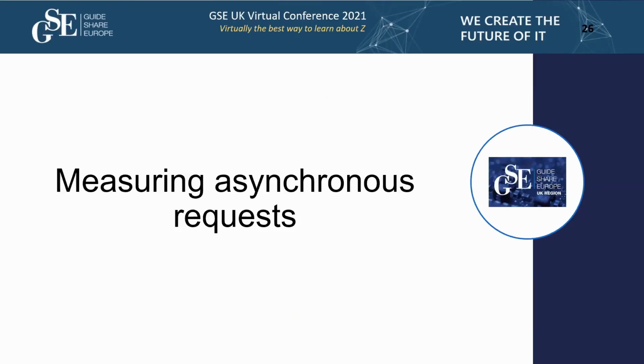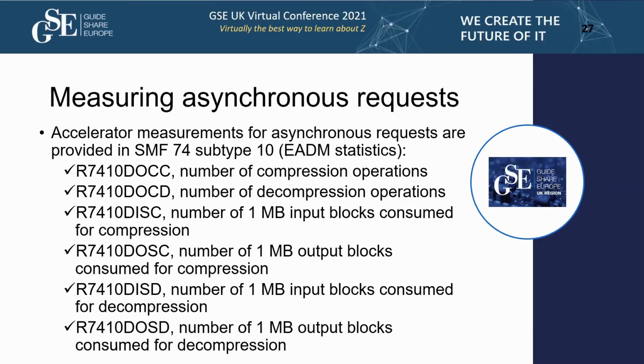Okay, let's now look at the measurements that we have available to measure the asynchronous compression and decompression requests to the accelerator. As mentioned, before z15, the zEDC Express cards were based on a PCI card. For this reason, the measurements available were provided by the SMF74 subtype 9. Now, the situation is different because the PCI cards are not used anymore, and so we had to use a different subtype of SMF74, which is the subtype 10, which provides the EADM statistics.